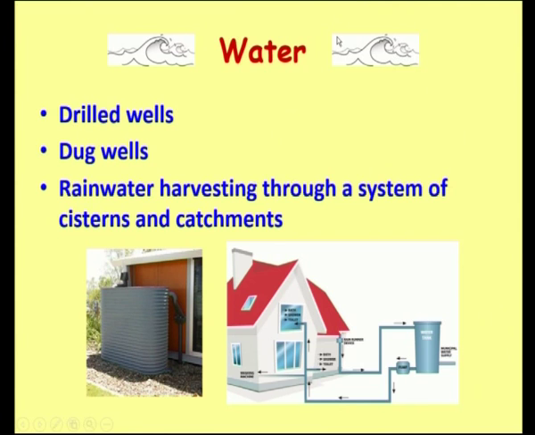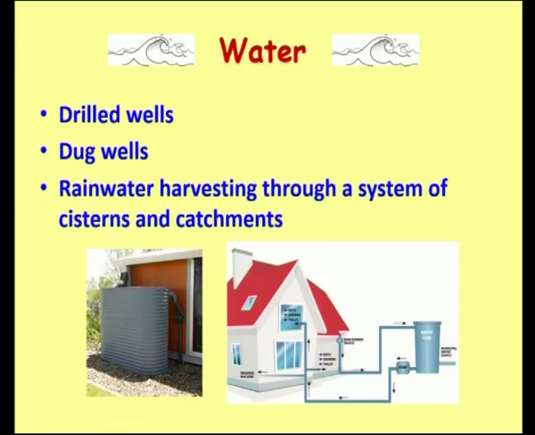The first one is water. Drilled wells, dug wells and rainwater harvesting through a system of cisterns and catchments. Even in Tamil Nadu, we are giving more importance to rainwater harvesting, and therefore, the water has to be used very properly, and rainwater harvesting is one of the most important factors. That means, the rainwater is not allowed to go into the ocean, rather it is taken back into the soil itself, and therefore, it can sustain itself.